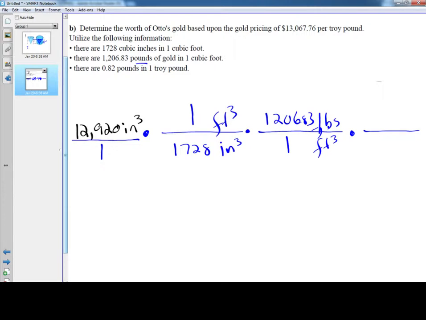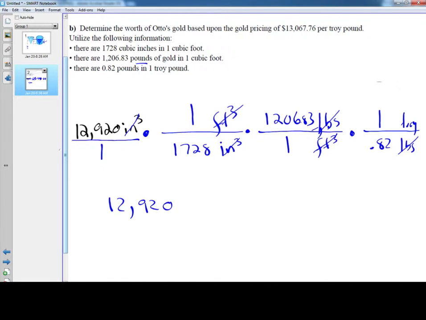And then finally, I want to get rid of pounds because I want to go to the troys. And it says that there are 0.82 pounds, so 0.82 pounds in 1 troy pound. Okay? So, here we go. 12920. That makes 1. That makes 1.